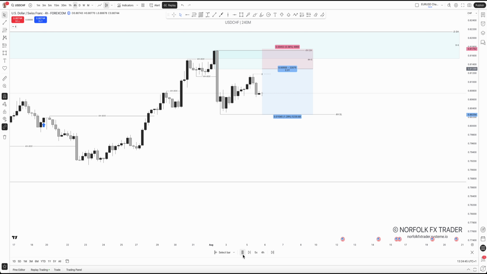Let's go forward with price, looking for that to be run. So we didn't come down. Sometimes we can wick through the strong low, but that can sometimes show you a reversal in structure is coming. So we're looking for a breakthrough.